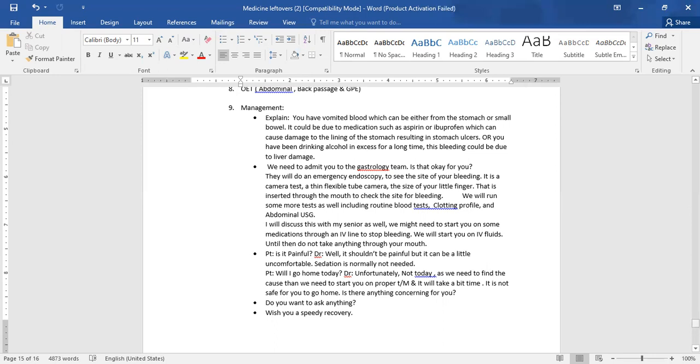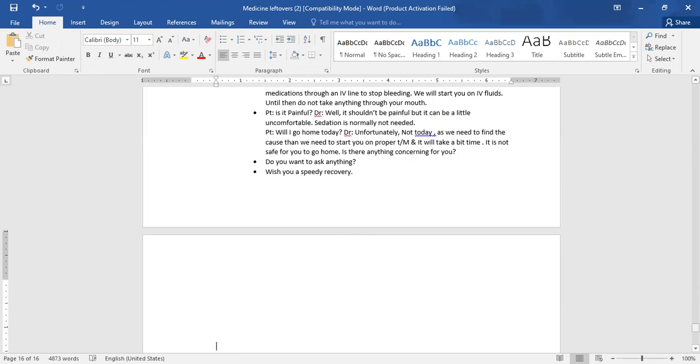So you have to ask if the patient wants to go home, why he wants to go home. If he puts some problem forward in front of you, you have to give him some solution. For example, he might be concerned about his kids. He might be concerned about his dependents, any kind of dependent. So you have to accommodate them. Then ask, do you want to ask anything? And then say, wish you a speedy recovery.